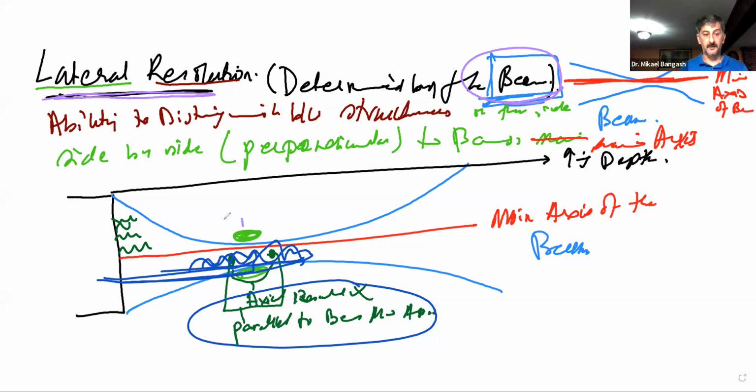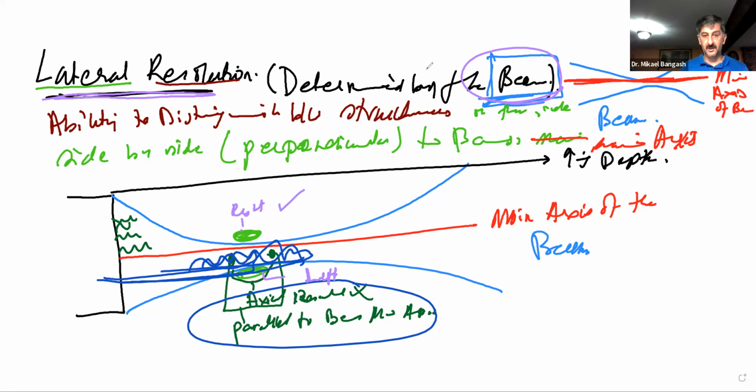If this was a beam, for instance, this would have been on the right side of the beam, and this would have been on the left side of the beam. And if your system was able to distinguish these two structures as separate structures, that may mean that you will have a good lateral resolution.